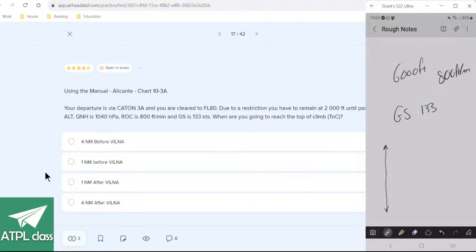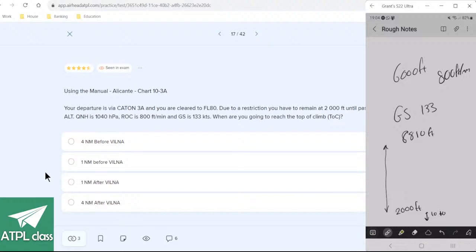If we convert these both into, we're at 2,000 feet until passing. So let's say we're 2,000 feet here. That's based off of 1040. When we change to 1013 to get up to flight level 80, we're going to actually have to climb, what's that? 1040 minus 1013, 27. That's 810 feet difference. We're actually going to have to climb up to 8,810 feet.